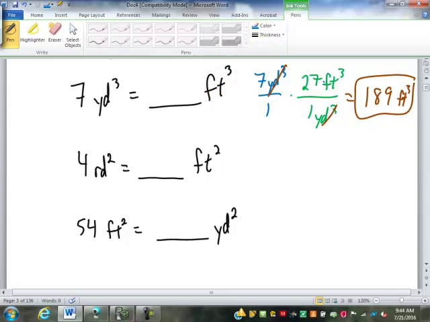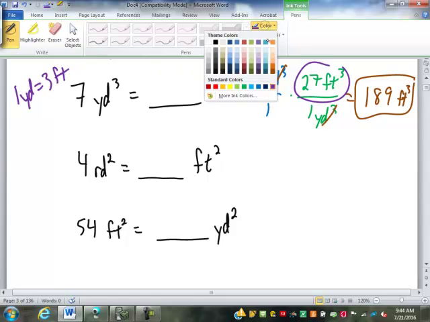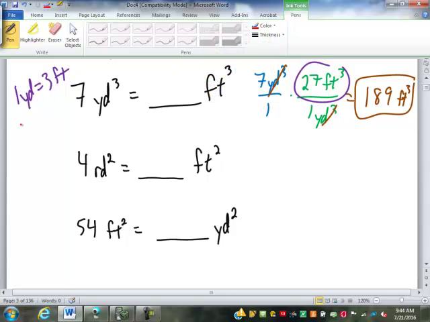I'm going to pause. Questions as to where the 27 came from. Because 1 yard equals 3 feet. To turn it into cubic yards and cubic feet, you got to cube everything. So 1 cubed is 1. Yards cubed is yard cubed. 3 cubed is 3 times 3 times 3 is 27. And a feet cubed is a foot cubed. Gives us this equivalency.